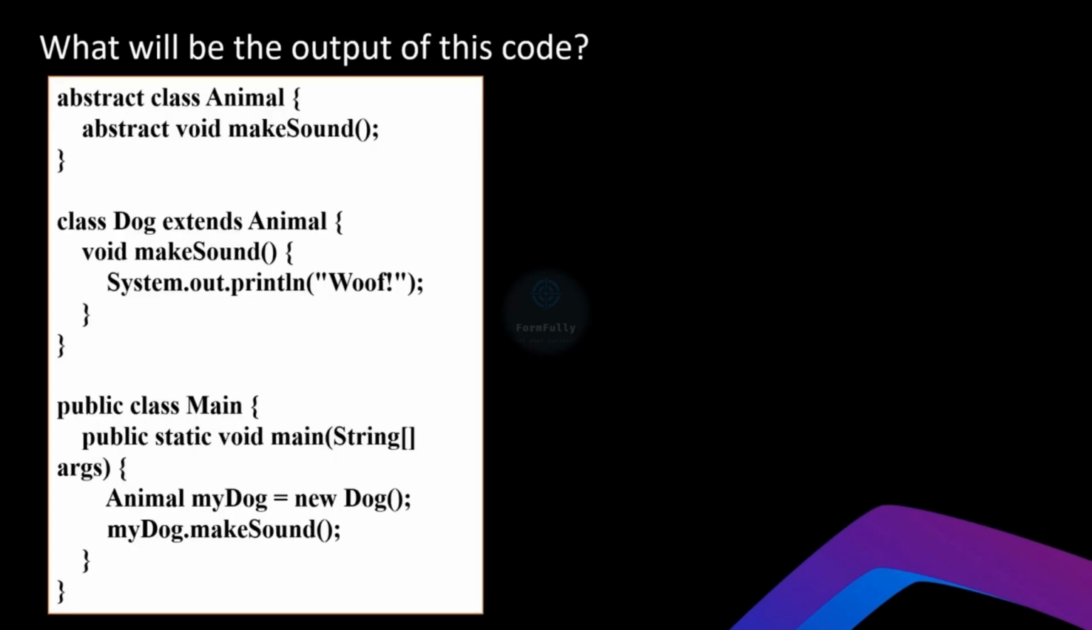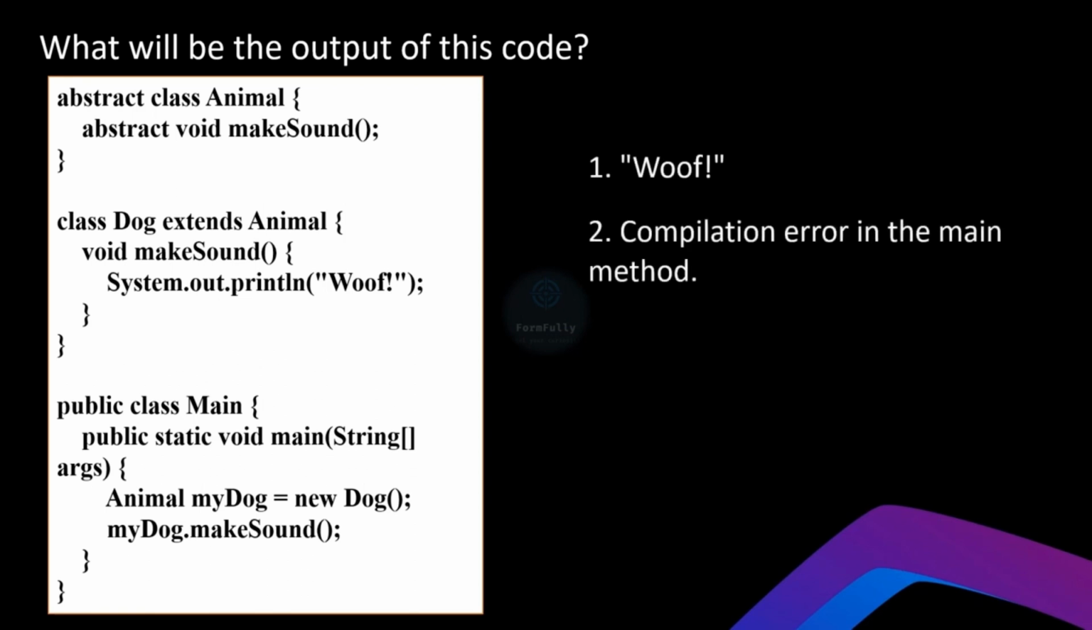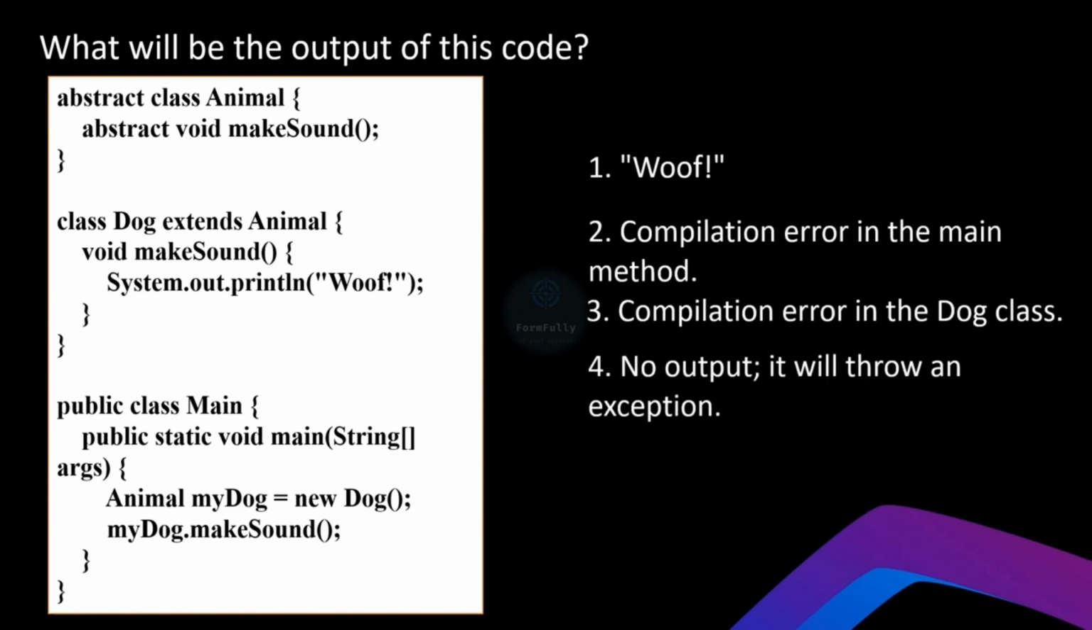What will be the output of this code? Here are the options: woof, compilation error in the main method, compilation error in the Dog class, no output, it will throw an exception. I suggest you first pause the video and think about the correct option. I hope you are ready with your answer.